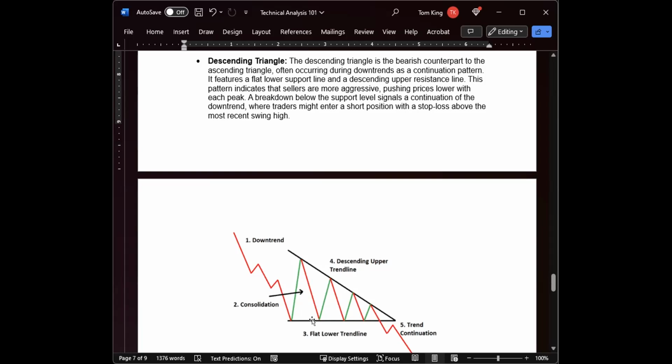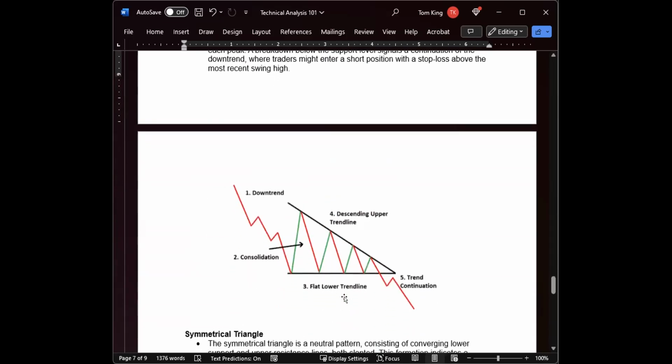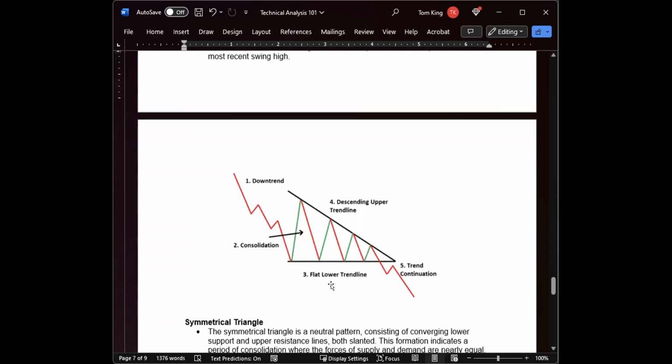So sellers are definitely more aggressive. They're not letting the bulls move it higher. And then eventually, if we break this trend line, now the trend can continue or the breakout happens to the downside. So ascending triangle, descending triangle, we're going to find a bunch of those today.